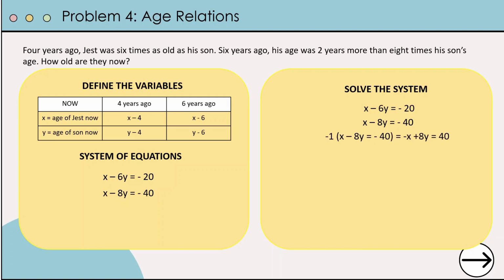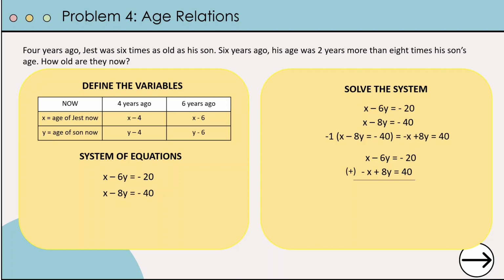So we get negative 1 times x minus 8y equals negative 40, and when we simplify, it becomes negative x plus 8y equals 40. Our new equations will be x minus 6y equals negative 20 and negative x plus 8y equals 40. We can eliminate x by adding these equations.